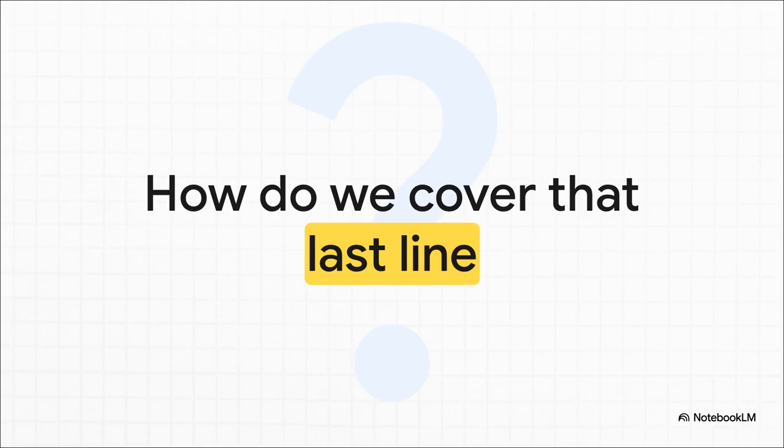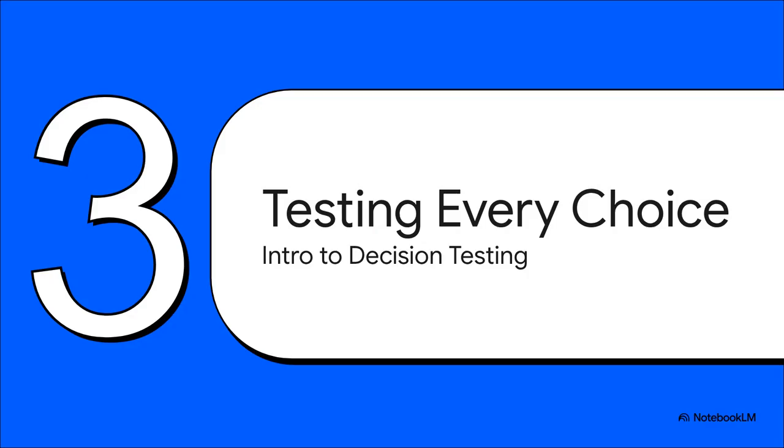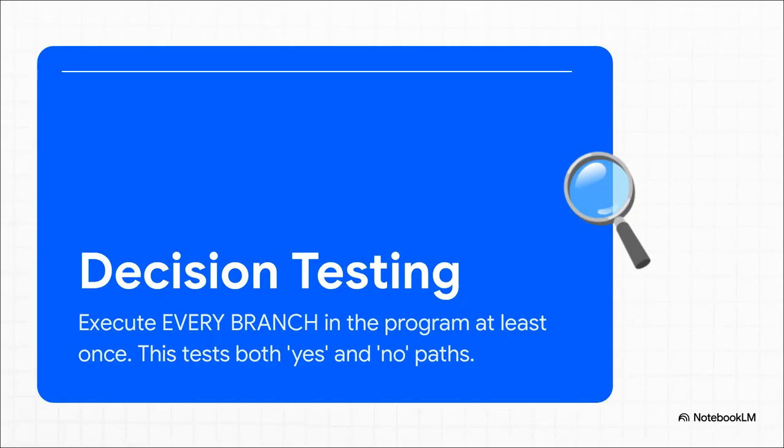This is the crucial point. It shows us that one test case is rarely ever enough. If we want to visit every single room in our building, we're probably going to need to take more than one trip. And that question leads us perfectly to the next level up: decision testing. See, it's not quite enough to just hit every line. Now we have to be more systematic and test every single choice that the program can possibly make. So with decision testing, the goal gets a little more specific.